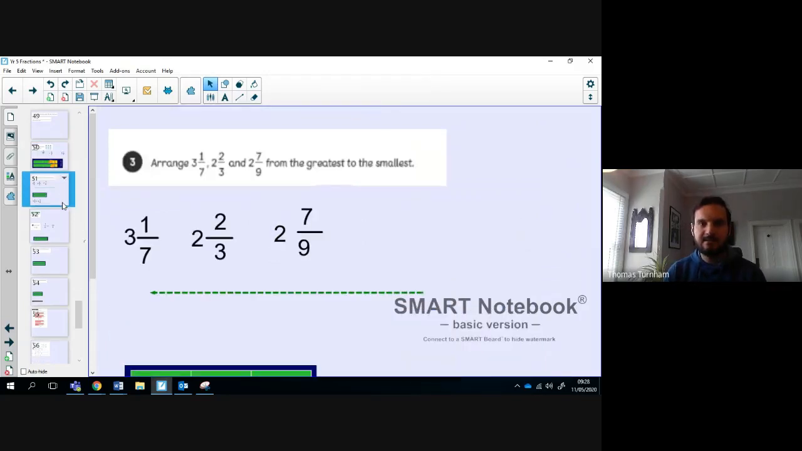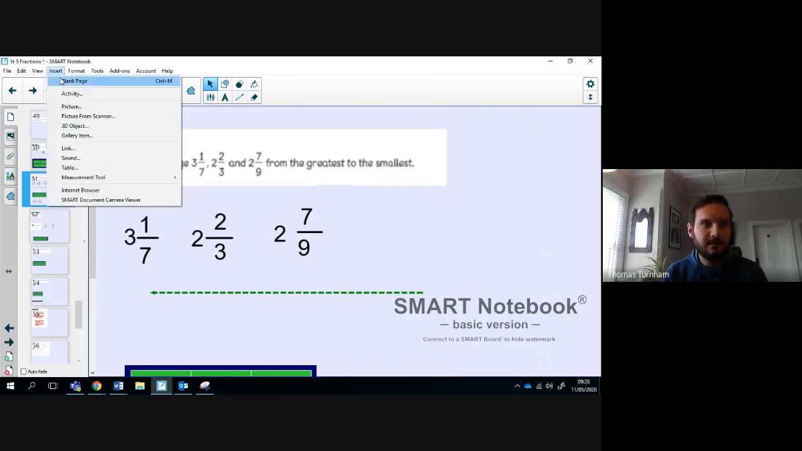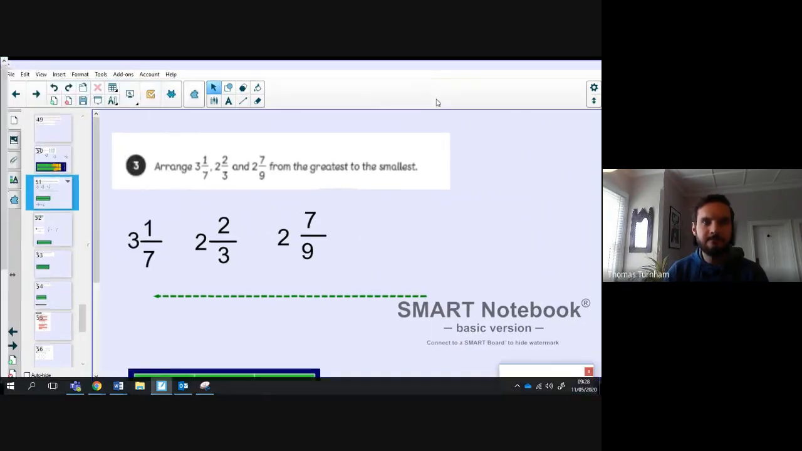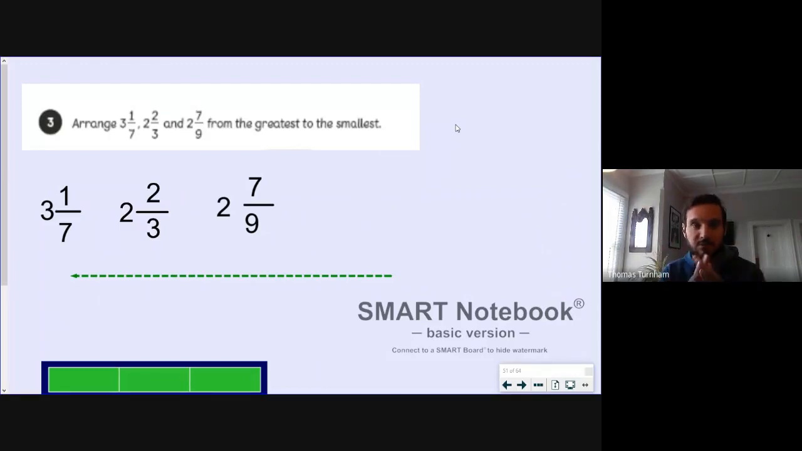Let's have a look at another one. So this time, let's go to view full screen. I'd like you to pause the video and try and arrange these fractions: 3 1/7, 2 2/3, 2 7/9. Pause the video and see if you can arrange them from greatest to smallest.